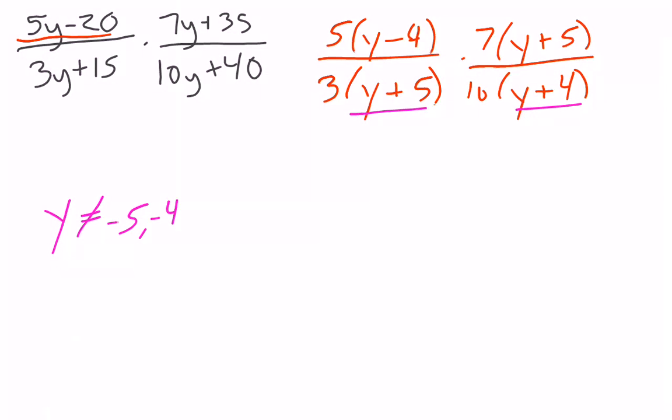Now, some of us were saying 0. 0 would be if there was a 3x over there. Then 3x cannot equal 0. But since there's not an x, we can't say 0.